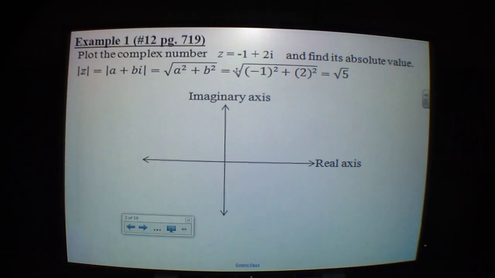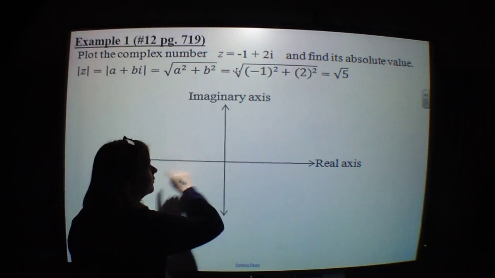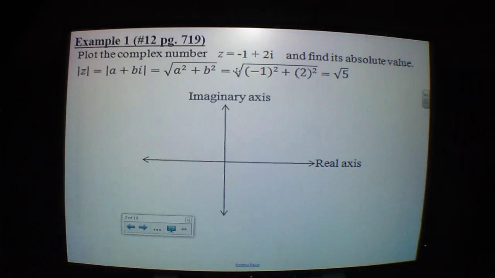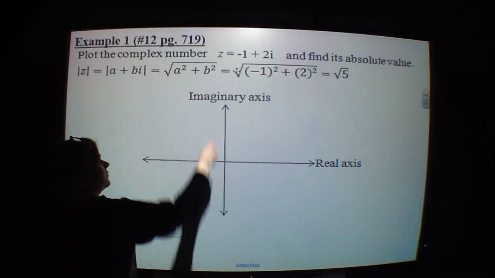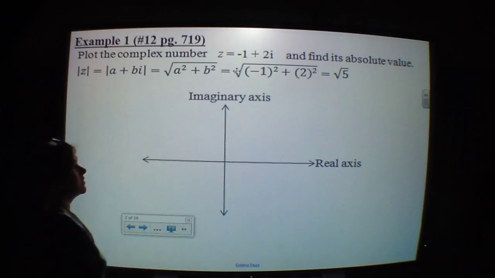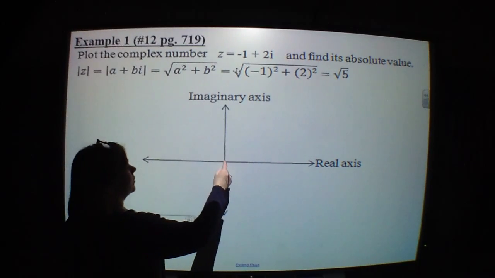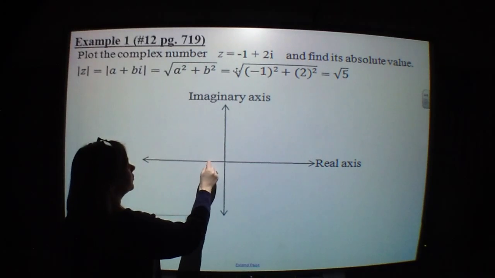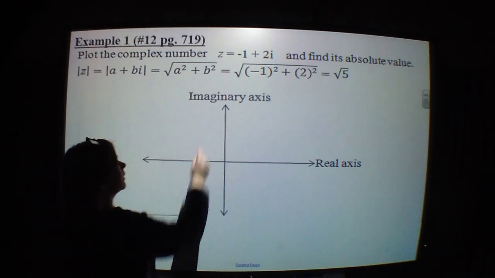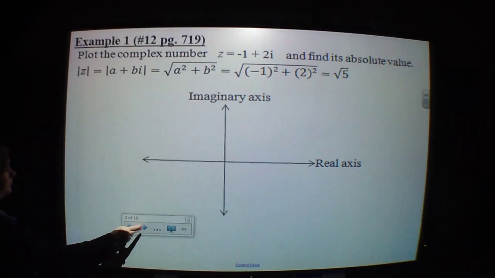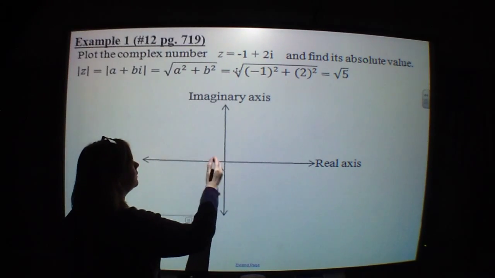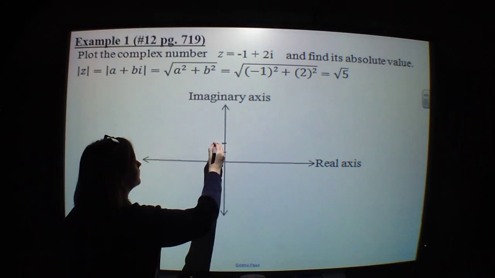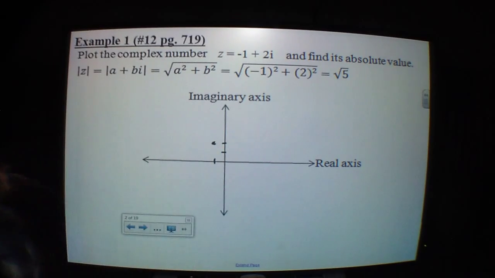To graph or plot, the traditional x-axis is the real axis, so that's the one with the real number, the -1. The traditional y-axis is the imaginary axis. So for the real number -1, you go over -1, and you go up 2. That's how you would graph it. So -1, up 2. Okay, so that's plotting that complex number.